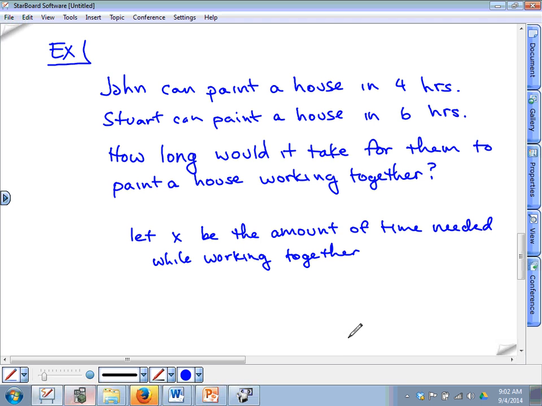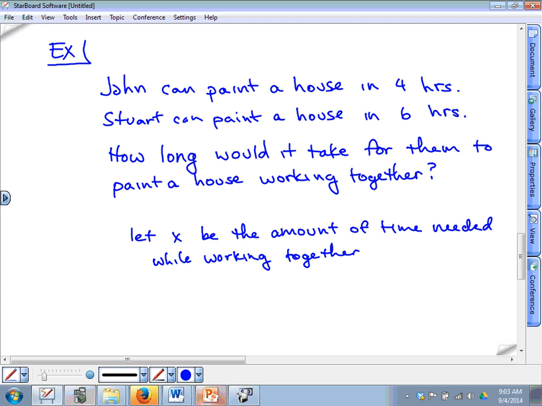Who's going to do more of the work? Why? So John's going to be doing more of the work than Stewart. If we shrink this down to 1 hour's worth of work, in 1 hour's time, how much of the work will be done by John? A quarter of it, right? He can paint a house in 4 hours.